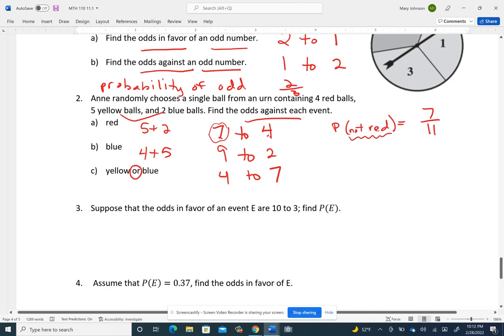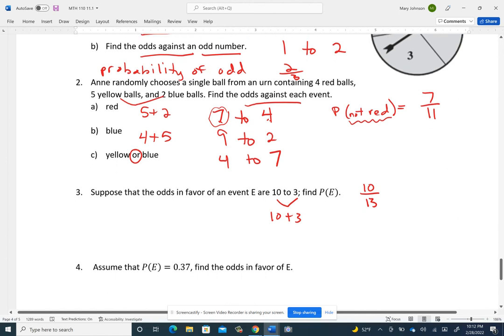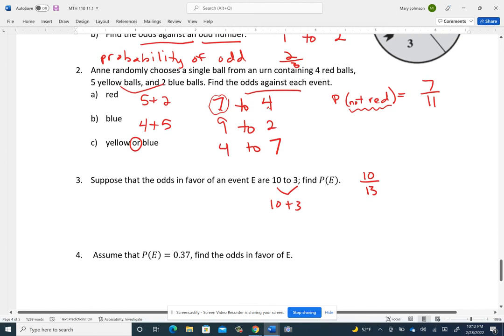All right, so here's somewhere we're going to convert. We know the odds in favor of E are 10 to 3, and we want the probability of E happening. So we would say 10, but it would be over 13. We would add these two to get the total number of outcomes. Okay. The odds against event E would be 3 to 10, and the probability against E would be 3 out of 13.